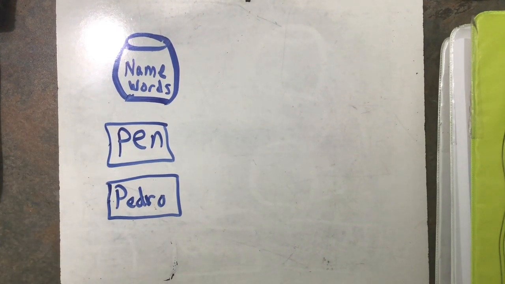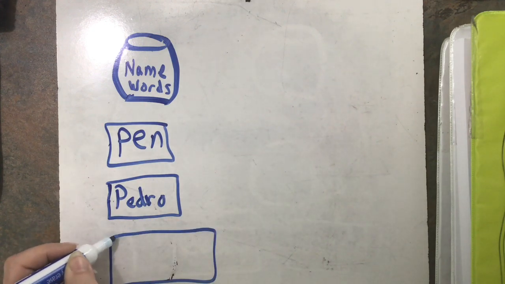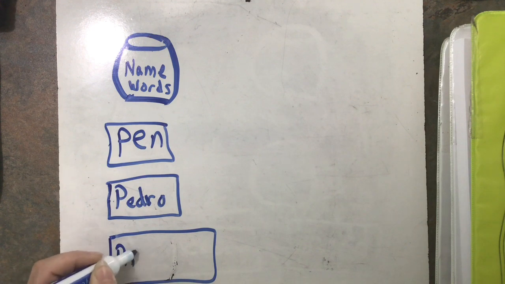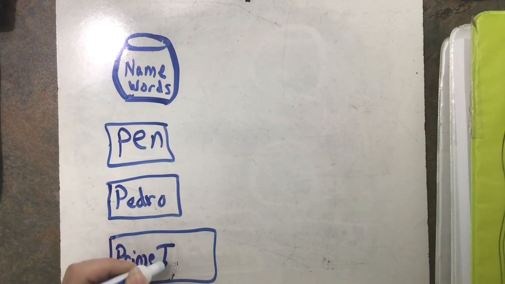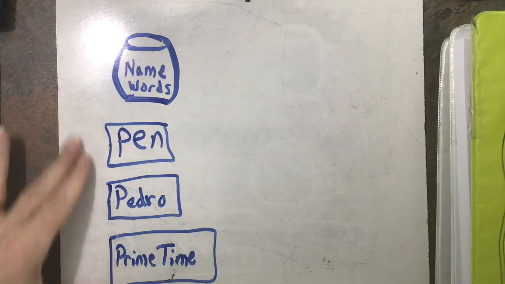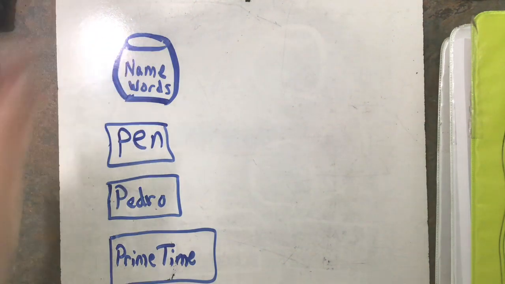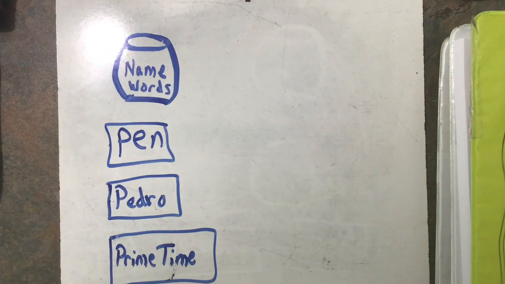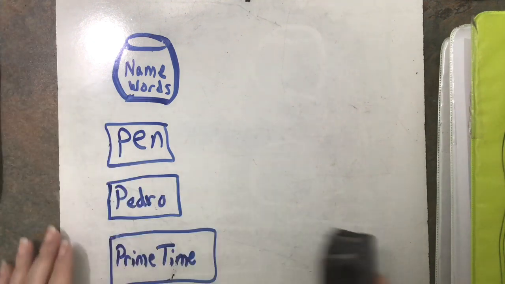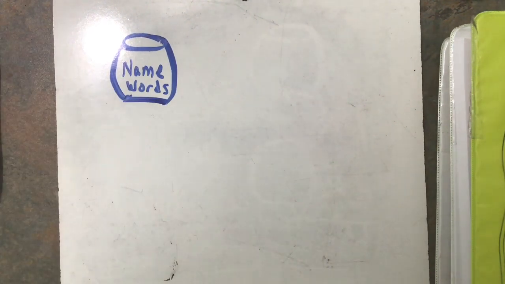We also have names of places. Prime time. That's a fun place. Prime time is the name of a place. Prime time would be a name word. All 3 of these words, if I wrote them on a note card, they would fit in the name word barrel. Okay, so now I'm going to give you a sentence and we're going to try to find the name words in the sentence.